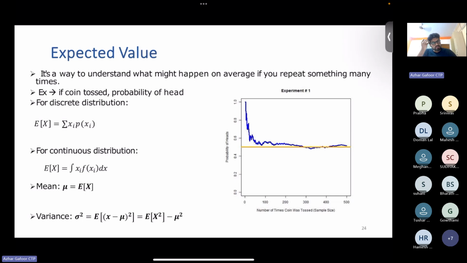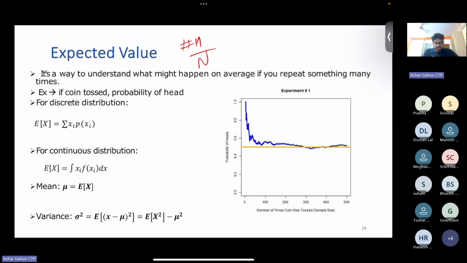Expected value is nothing but the mean value or the average value. If you repeat some experiment, what do we expect to get? Take the probability of getting heads. If we repeat the experiment a number of times, say once, the probability of getting heads is the number of heads divided by the total number of trials.